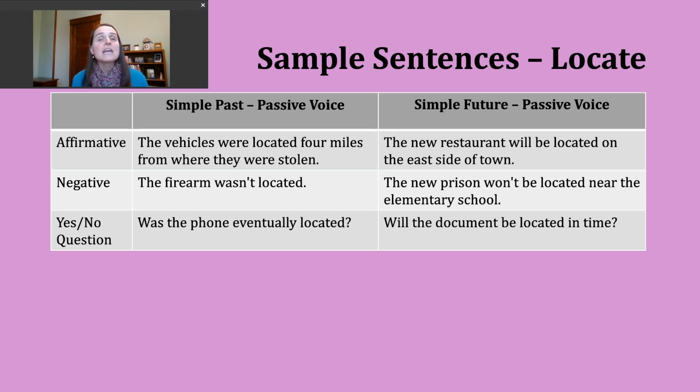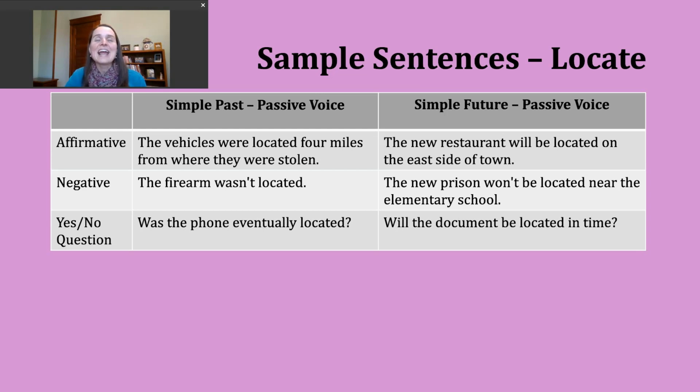If you want to make a negative simple future sentence in the passive voice, again, you start with your object, you use will not be, and then the participle form of the verb. You're going to notice the contraction for will not. That's won't in my example sentence here. The new prison won't be located near the elementary school.